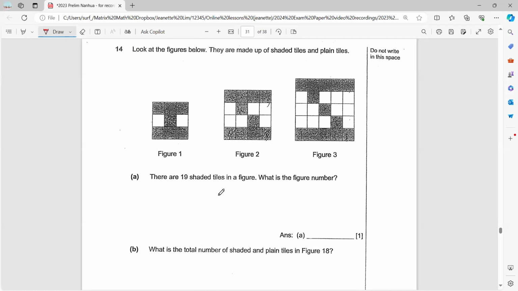Okay, so what is the pattern for the shaded figure? Let's look at the first one. Shaded, if you count, it's 3, 6, 7, 4 plus 4, 8, 9, 10. And this is 5, 5, so 10, 11, 12, 13. So if you notice, it always increases by 3.